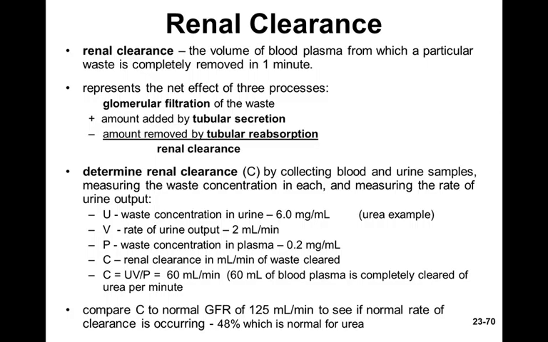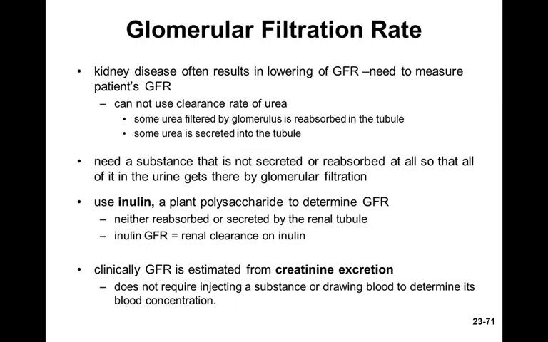You can collect blood and urine samples to determine renal clearance, and this is, again, something that they do in conjunction with a urinalysis. The filtration rate, kidney disease often results in a low filtration rate, so if a patient is suspected to have kidney disease, they will need to measure the GFR. They can't use the clearance rate of urea because it's reabsorbed in the tubule and some is secreted in the tubule. So they use a substance that is not secreted or reabsorbed at all, so that all of it gets in the urine by glomerular filtration.